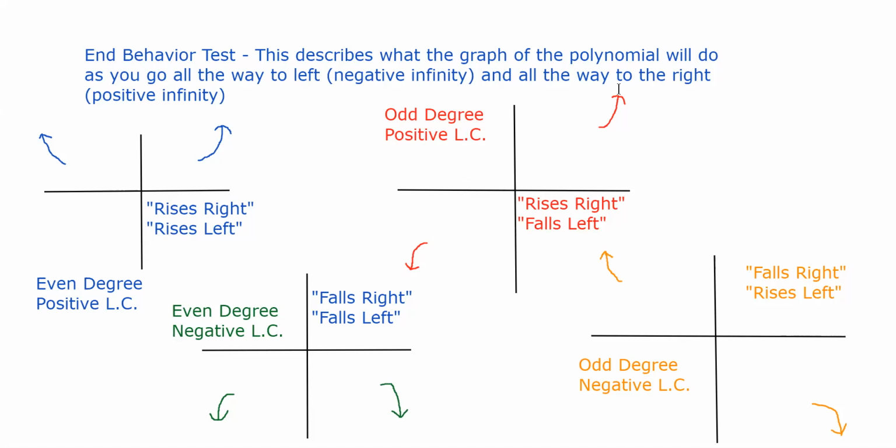That's a good, quick verbal description of the process that is happening here. And then you can reason similarly for this last one. So the end behavior test is a major component of us finally being able to graph some of these polynomials.